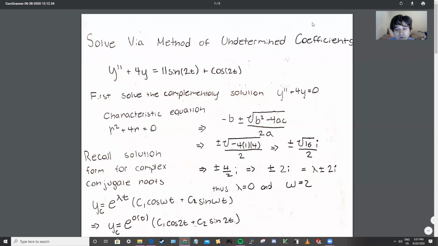Alright, my name is Miguel and I'll be going over how to solve this problem. Here we're given this differential equation and we're asked to solve via the method of undetermined coefficients.